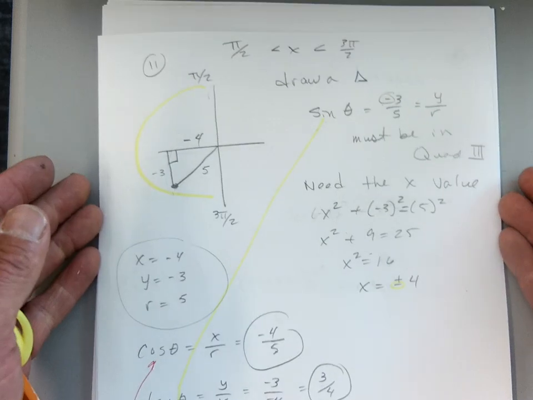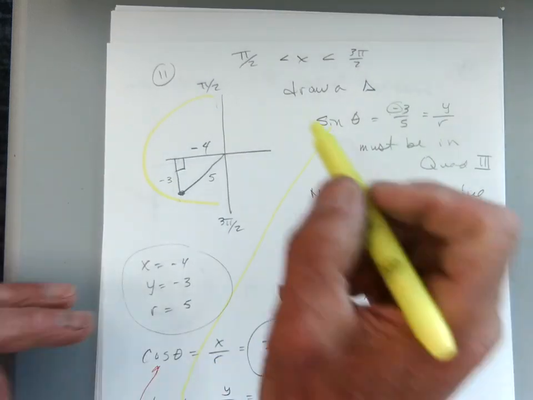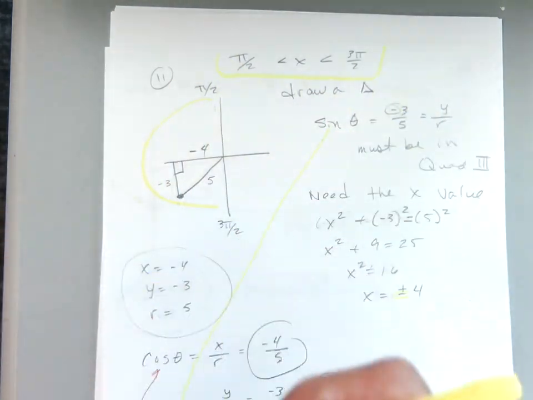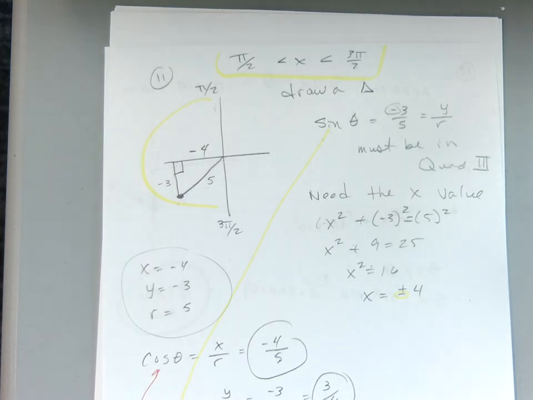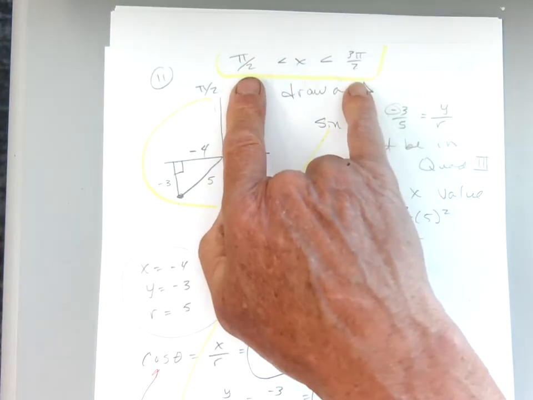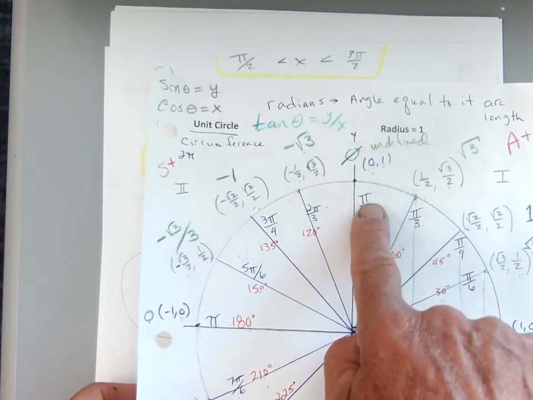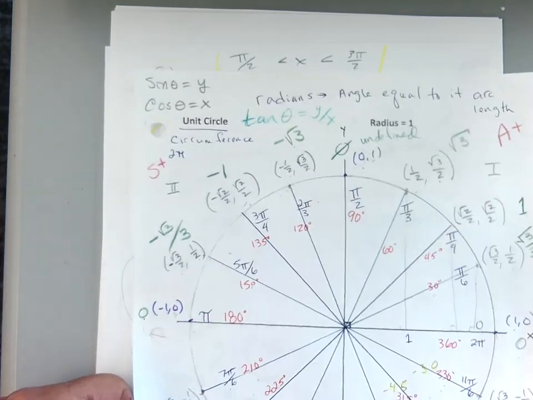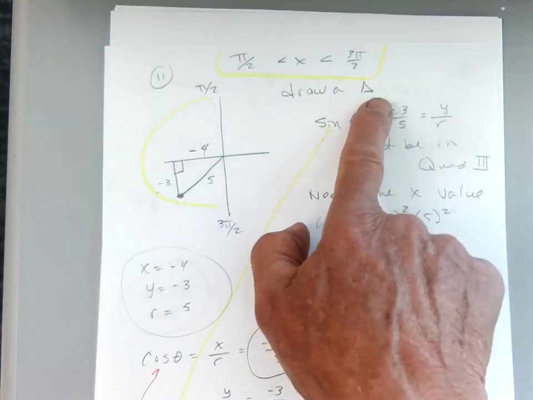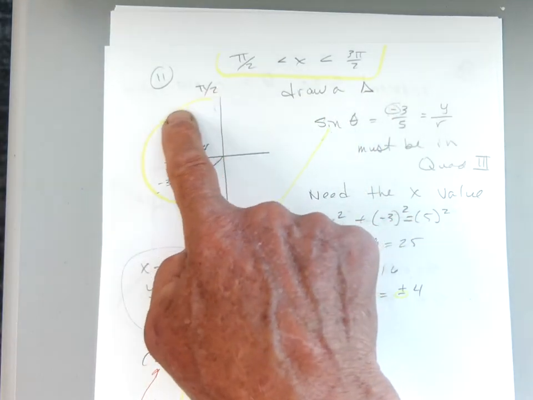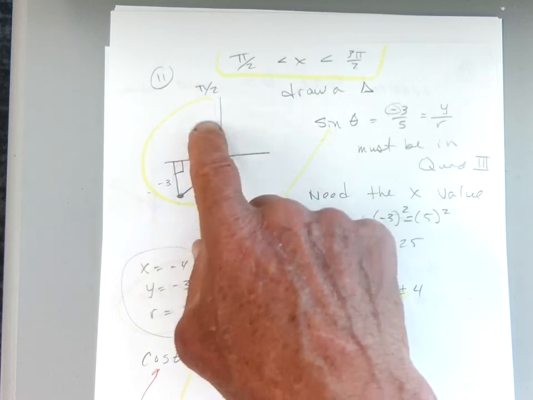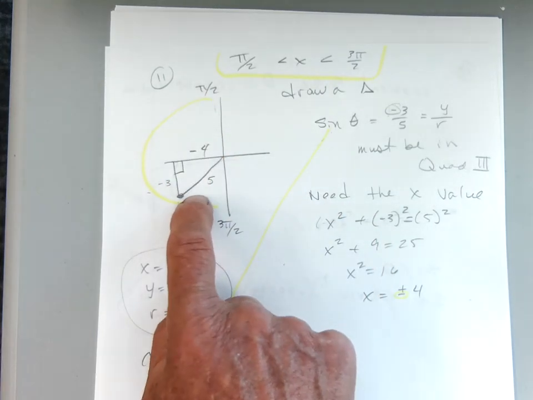11. Now 11's a little bit interesting because when you get this information, you're like, what the heck? My mind goes to the unit circle. When I see things like this, my mind goes to the unit circle. Well, pi halves to 3 pi halves. So I need to draw a triangle. I've got to draw a triangle, and the triangle is going to be somewhere either in quadrant 2 or quadrant 3. How do I know?